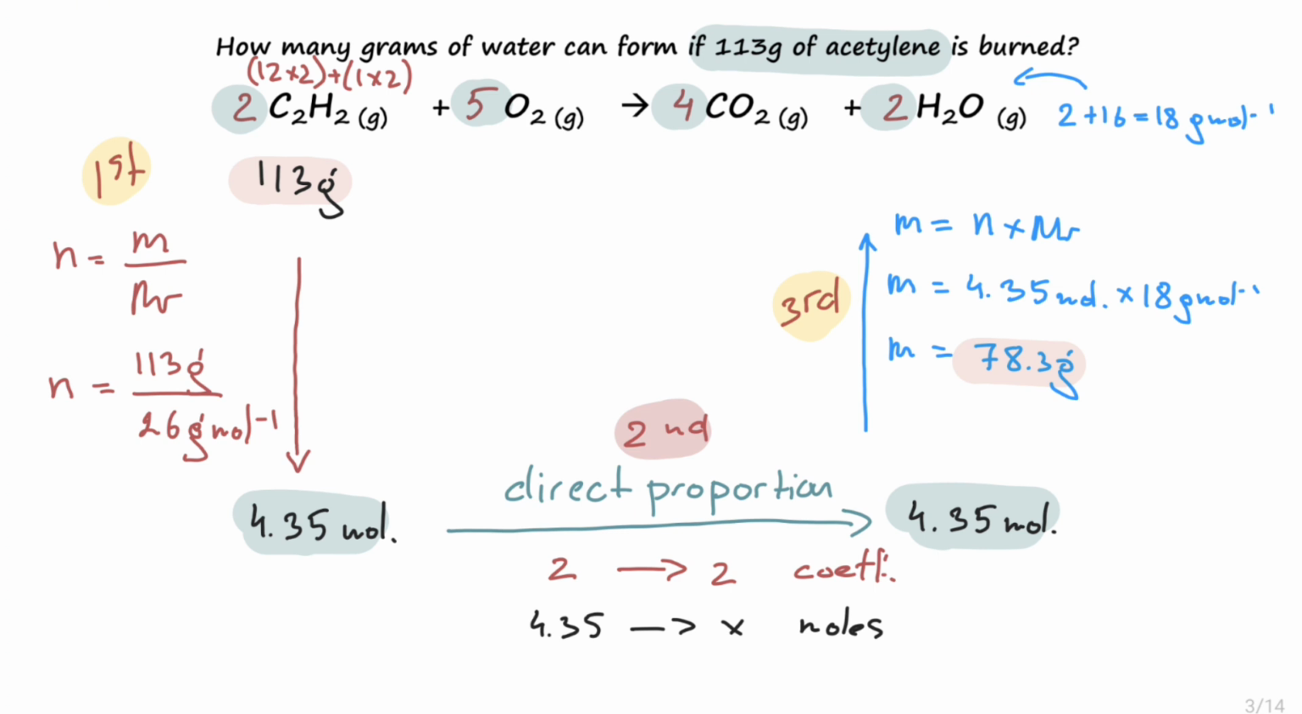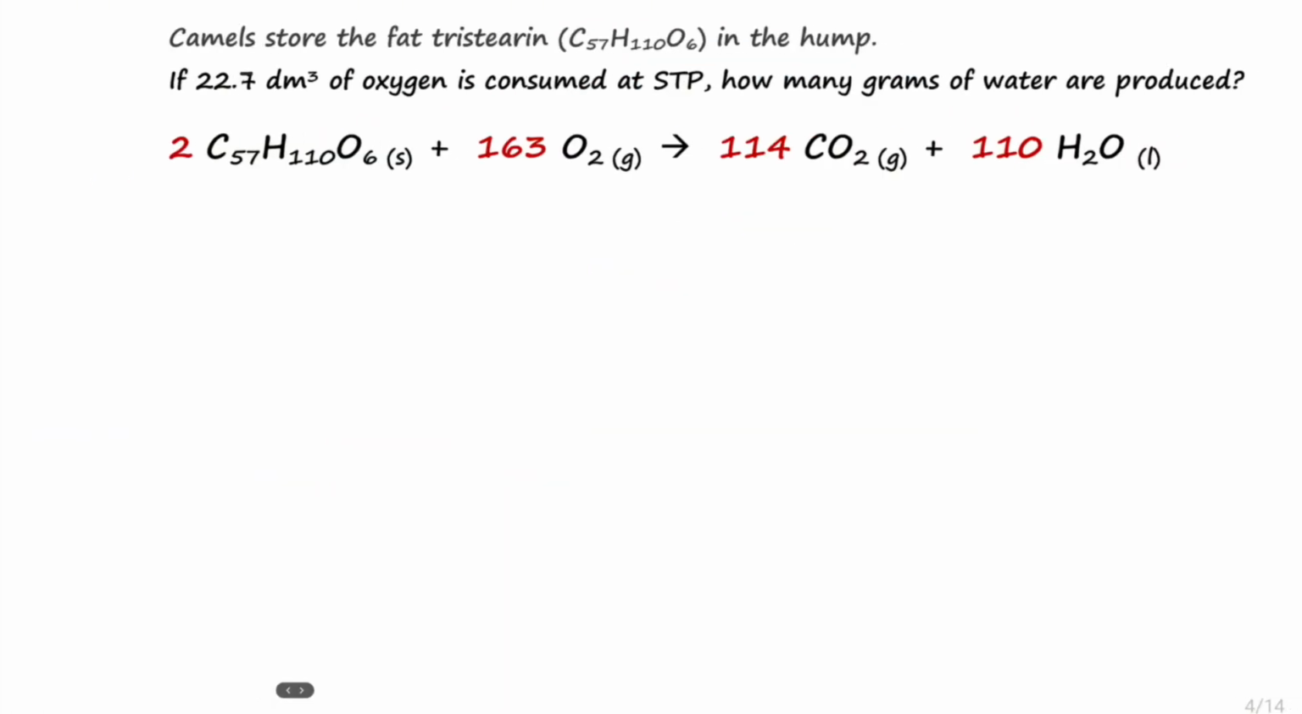So, guys, let's solve the next question. I hope it's clear how to solve this one. Camels store the fat tristearine in the hump. If 22.7 decimeter cube of oxygen is consumed at standard temperature and pressure, so pay attention please here, standard temperature and pressure, you automatically will apply the third formula with the volume. How many grams of water are produced?